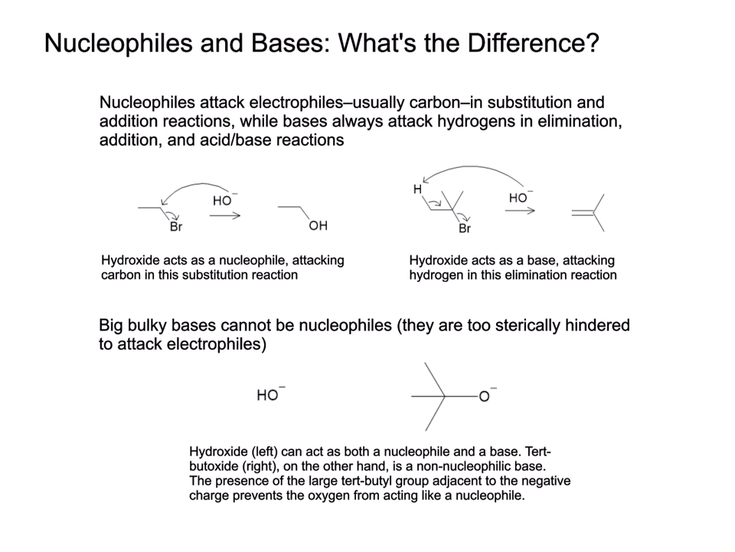Tert butoxide on the right, also known as OC(CH3)3, is a non-nucleophilic base. You see that next to that negative charge on the oxygen, there is a large tert butyl group. That negative charge is prevented from acting like a nucleophile. In other words, it's prevented from attacking an electrophile because that large tert butyl group will get in the way of that negative charge reaching its designated target.